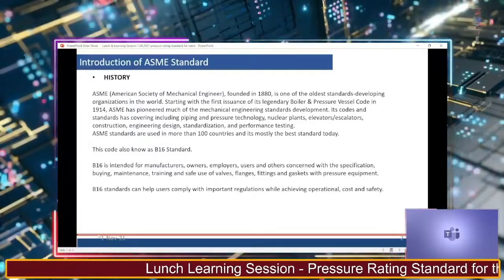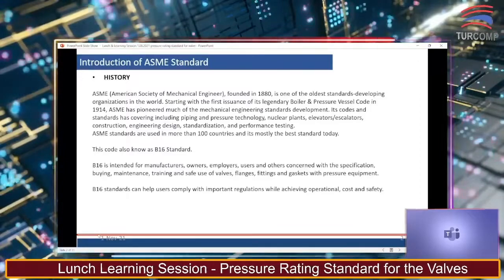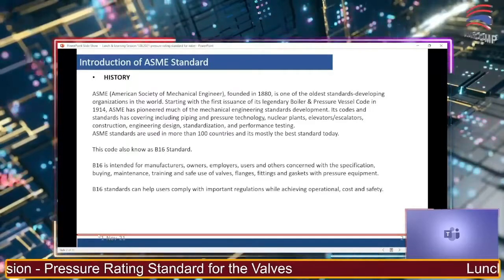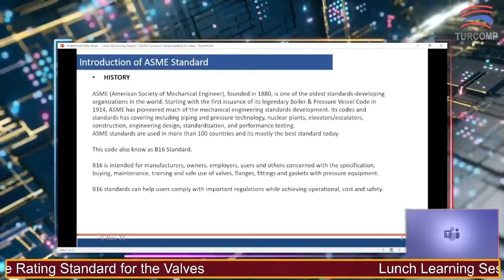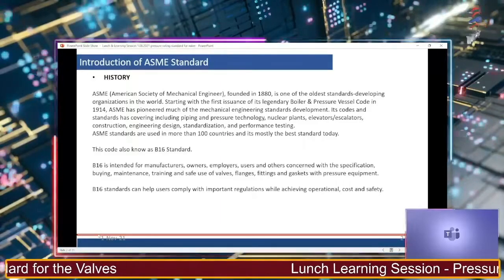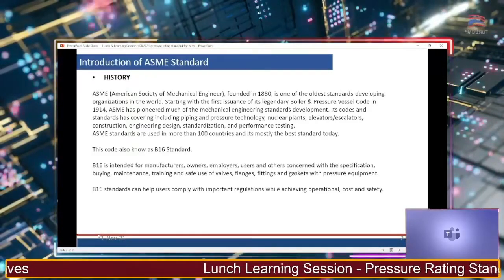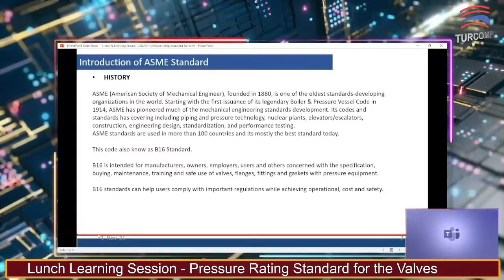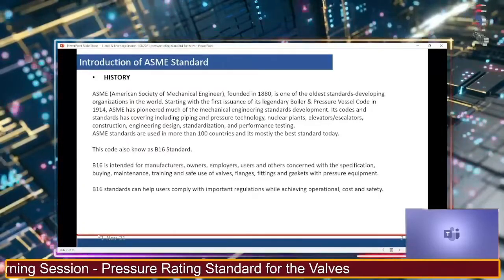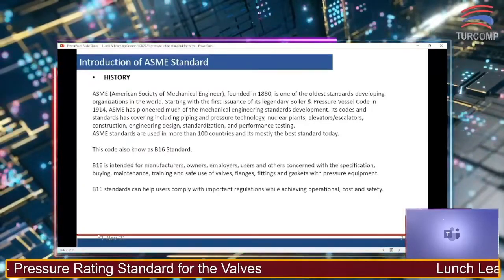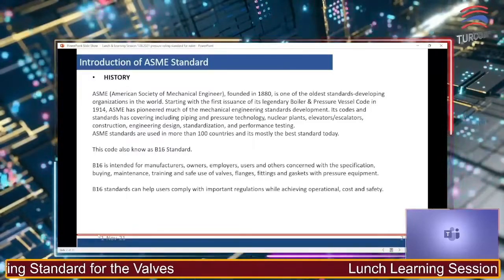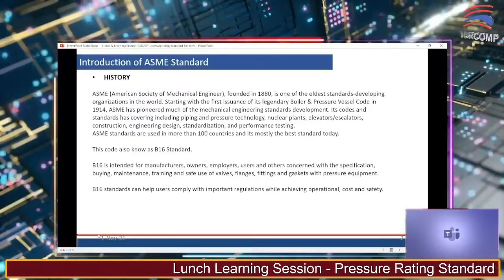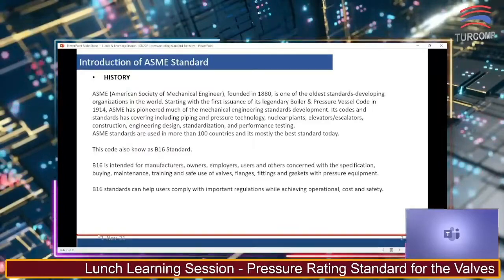Its codes and standards cover piping, pressure technology, nuclear, elevator, escalator, construction, engineering design, standardization, and performance testing. This code is also known as the B16 standard. The B16 standard is intended for manufacturers, owners, employers, users, and others concerned with the specification, buying, maintenance, training, and safe use of valves, flanges, fittings, and gaskets with pressure equipment. So the B16 standard can help users comply with important regulations while achieving operational cost and safety. Alright, that's a basic introduction about the ASME.